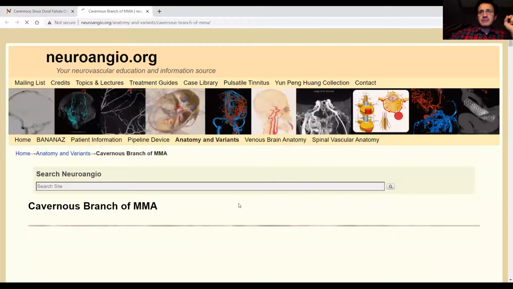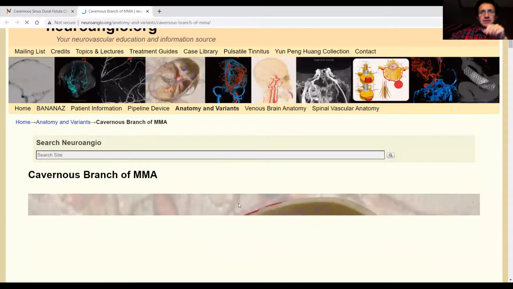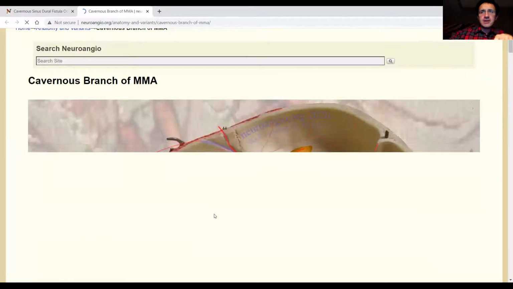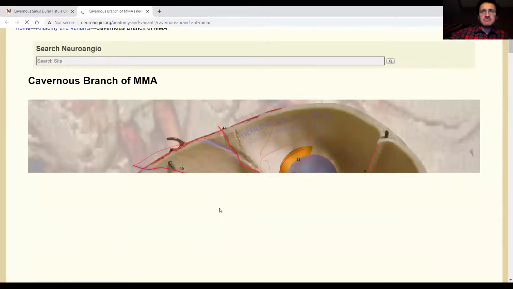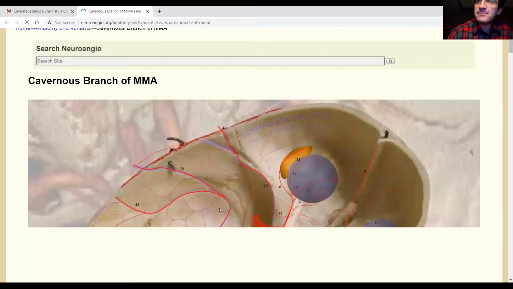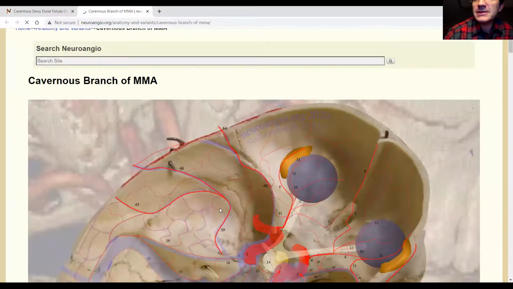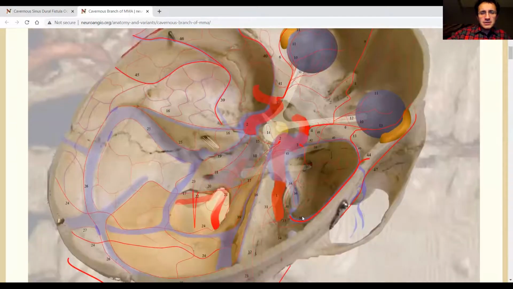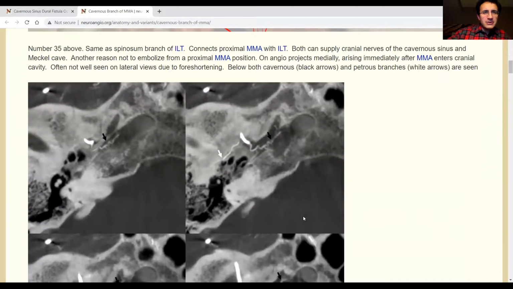Cavernous branch of the middle meningeal artery from the skull base. As soon as the middle meningeal artery gets into the head, it usually gives off this medially projecting branch that anastomoses with the meningeal branch of the ILT. Right here it is. On this diagram, it's just one spindly vessel. The reality is it's a whole network, right?